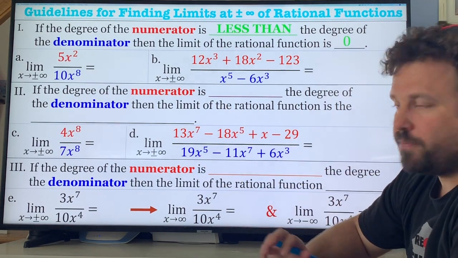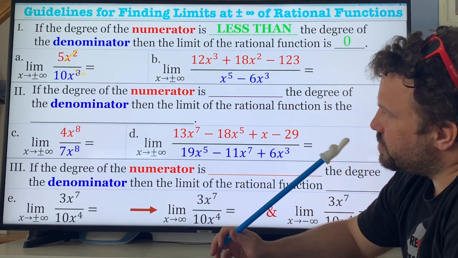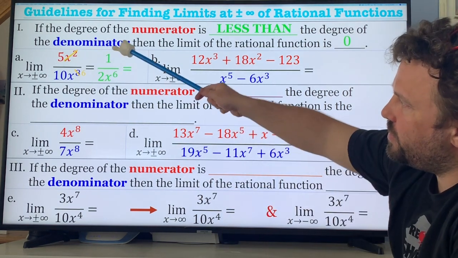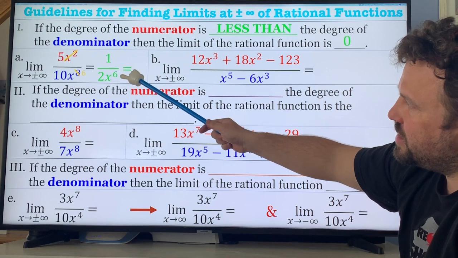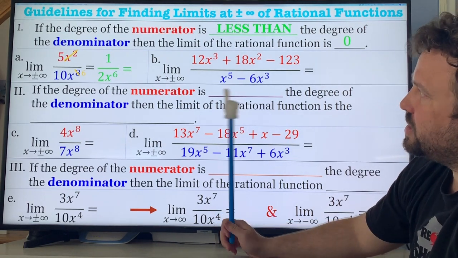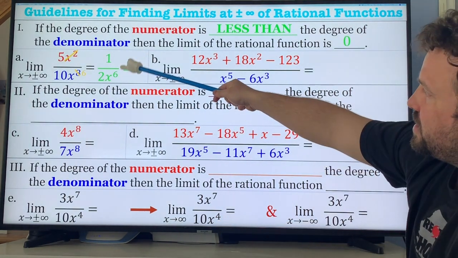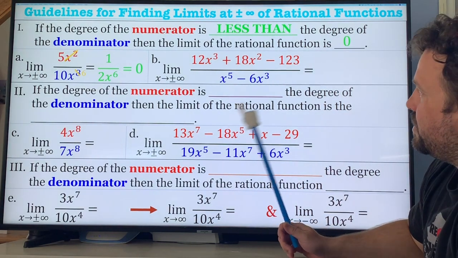Solve this problem. Good. Reduce. You're left with 5 over 10, which reduces to 1/2. You're left with 6 x on the bottom. Since you have more x's on the bottom, this is less than this. Your answer is indeed 0.